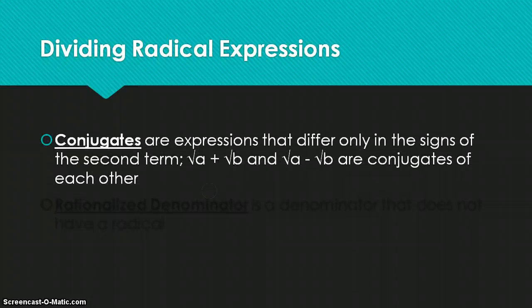A term that you'll hear when we're dividing radical expressions is conjugate. Conjugates are expressions that differ only in the sign of the second term. For example, the square root of a plus the square root of b and the square root of a minus the square root of b are conjugates of each other because the sign is different. The first has plus square root of b, and this one is minus square root of b.